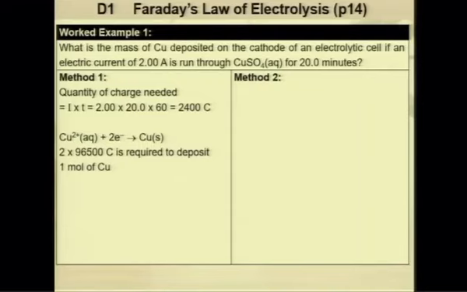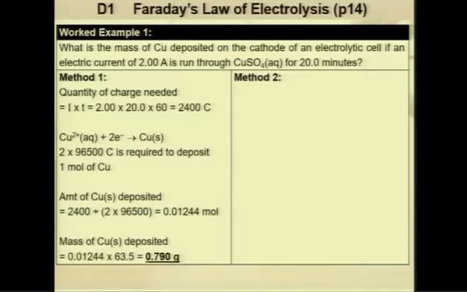Because copper has a 2+ charge, like what I just said earlier from Faraday's second law, I need 2 Faradays of charge. Okay? 2 Faradays of charge to form 1 mole of copper. But here I only have 2,400 coulombs of charge. Mathematically, to find the amount of copper is just 2,400 divided by 2 Faradays. You can get the amount of copper, you can find the mass of copper.